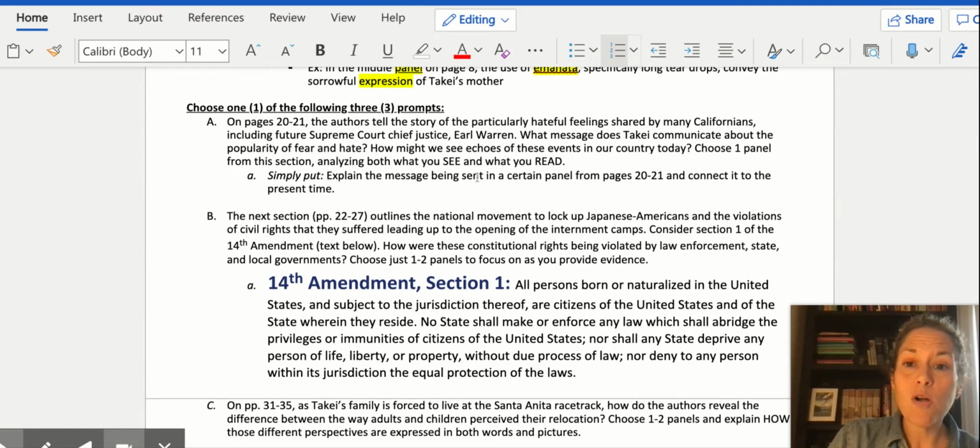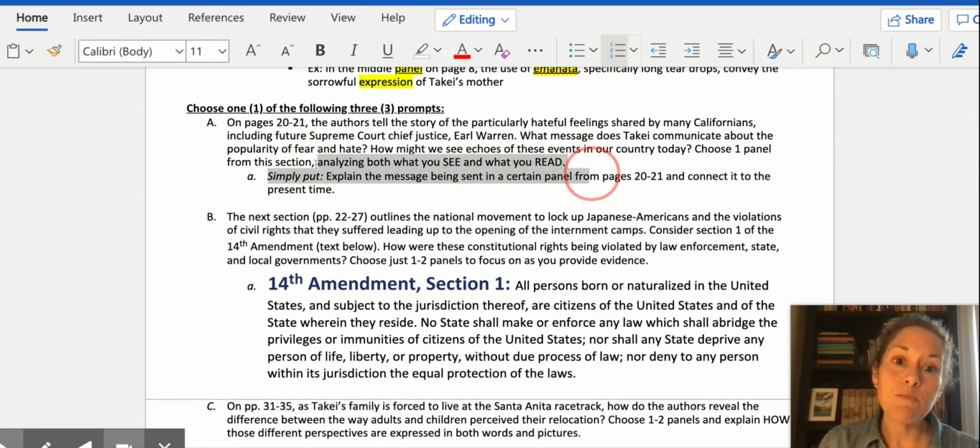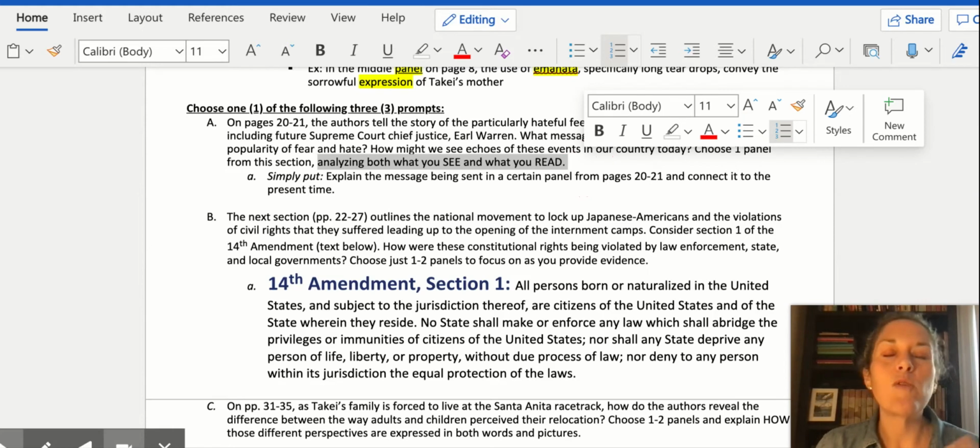So for the first one, it says the authors tell the story of the particularly hateful feelings shared by many Californians, including future Supreme Court Chief Justice Earl Warren. What message does Takei communicate about the popularity of fear and hate? How might we see echoes of these events in our country today? Focus on mainly just one panel. And like it says, analyze both what you see and what you read.